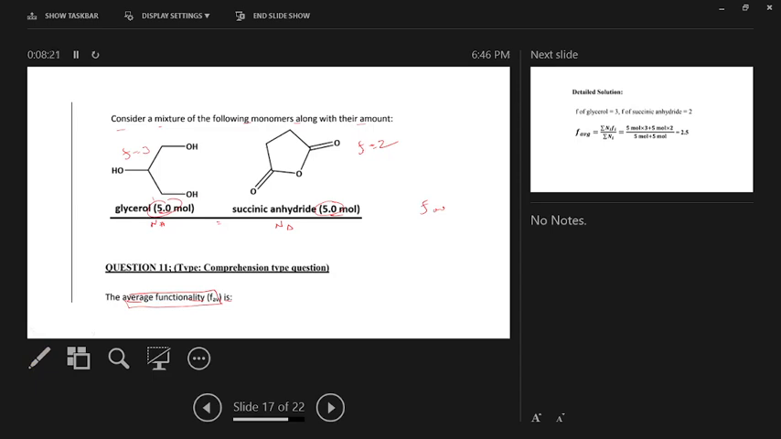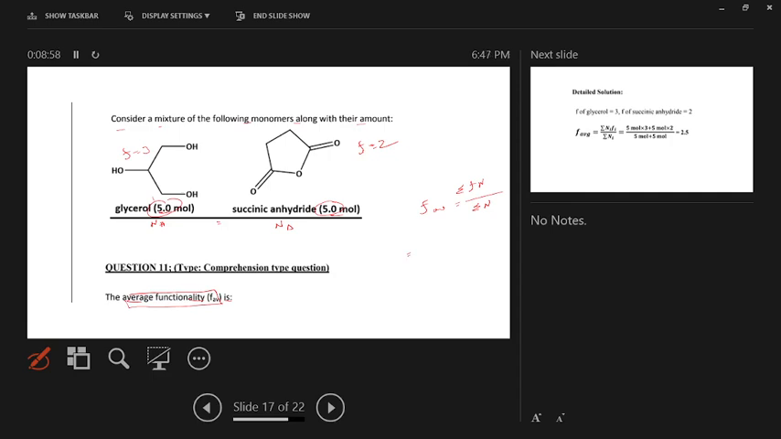Functionality of a particular monomer. We will add the summation of functionality of each particular monomer, then we will divide by the total number of monomers. So it will be like that. F average will be sigma F into N, divided by sigma N. If you do like that, you can find out the value.